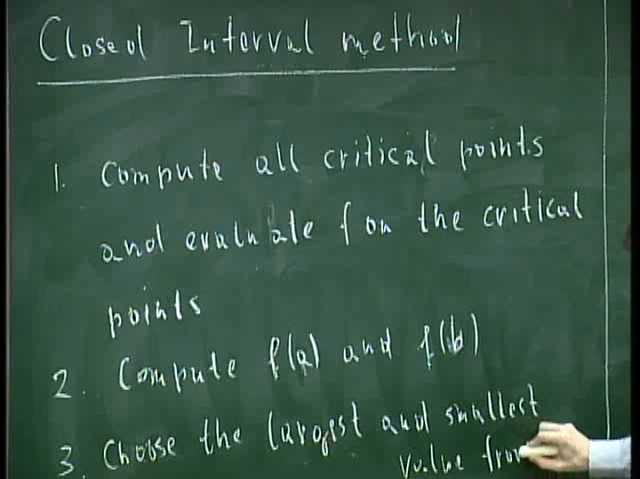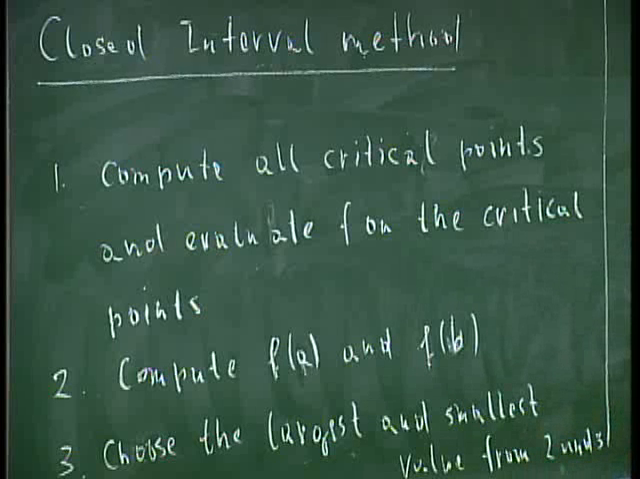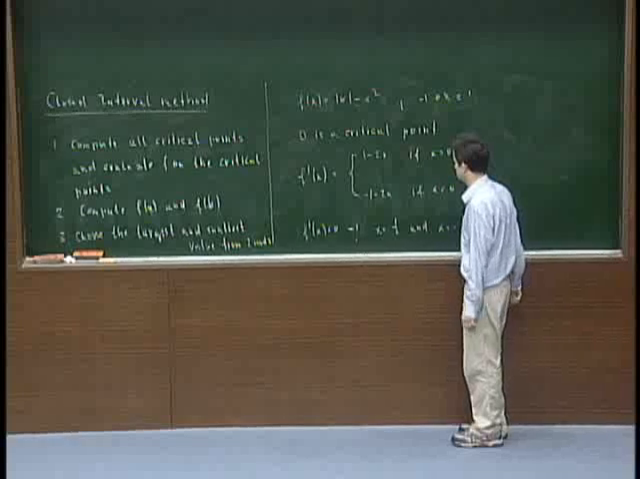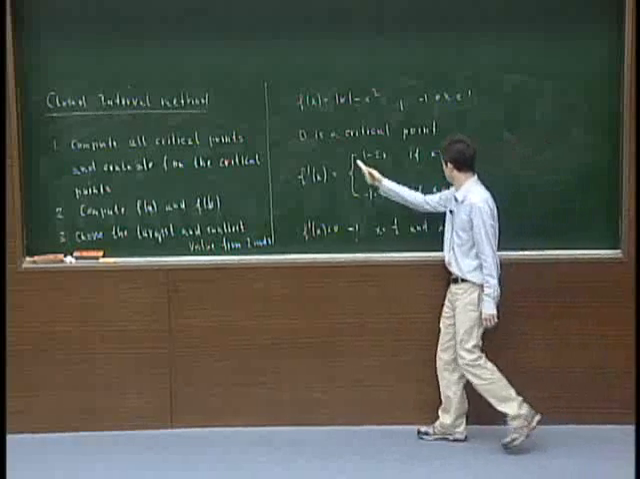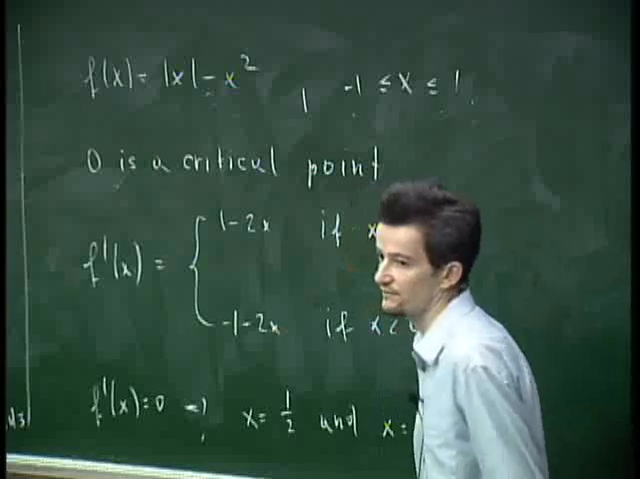from 2 and 3. Okay, so here in this case, A is equal to -1, B is equal to 1, and we should find the absolute extreme values of this function on this interval. So the only points we have to check here are the two boundary points and all the critical points, which are here 0, 1/2, and -1/2.